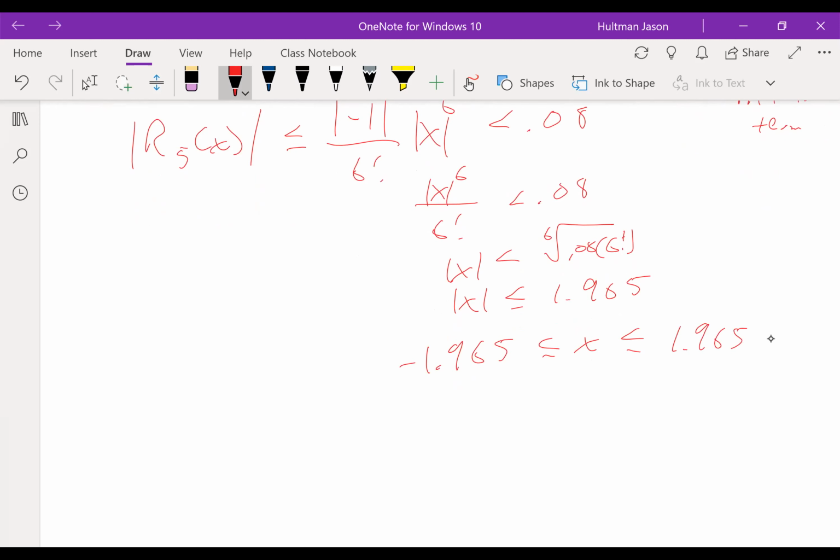Okay, so within this boundary, you would get a maximum error of 0.08. Within that boundary there, you can go all the way up to 1.965. You could go all the way down to negative 1.965 in that range. At x equals 0, you're going to have your minimum error there.